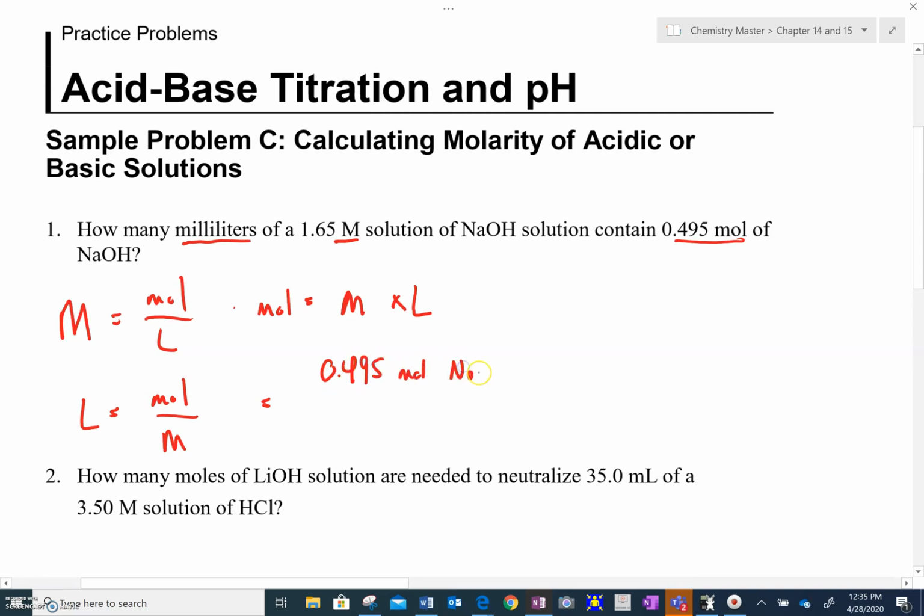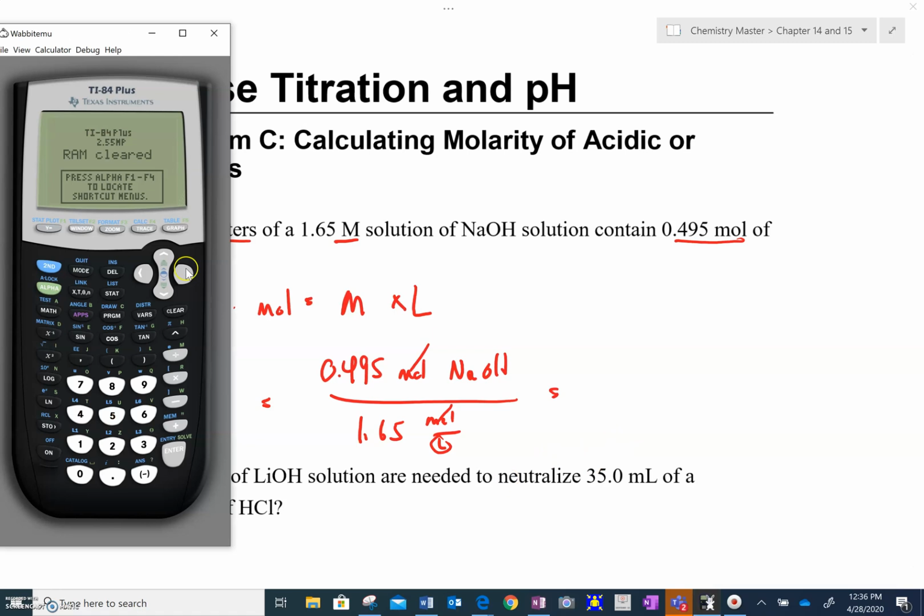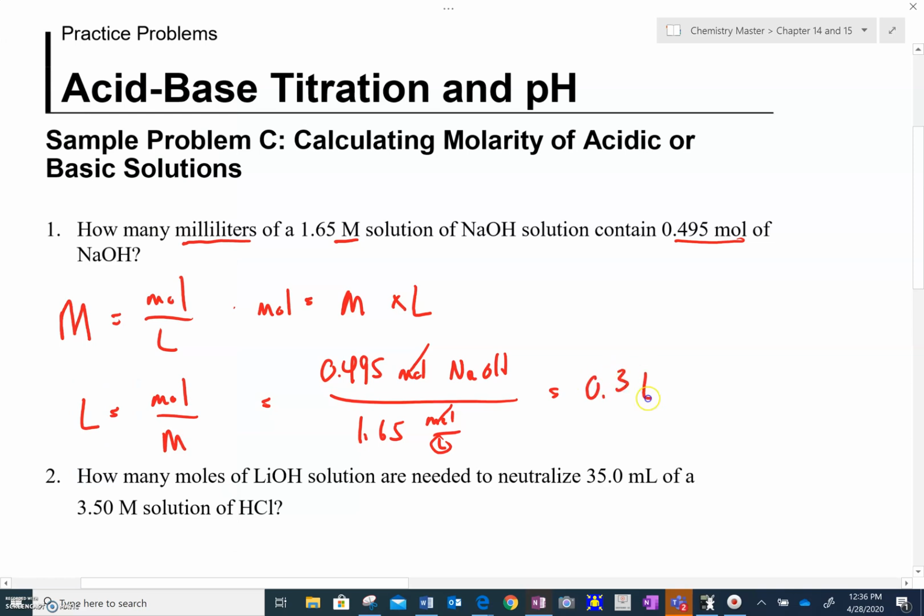0.495 moles of sodium hydroxide in a molarity of 1.65 molar. And if you really want to get fancy, molarity is another way of saying moles over liter. So when you do this, your moles will cancel and your answer will be in liters. But you don't care about that. So let's bust out our fancy calculator. And we're going to say 0.495 divided by 1.65. And this means that this is 0.3 liters.